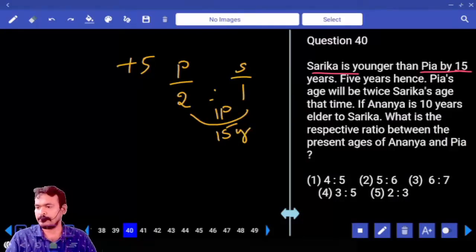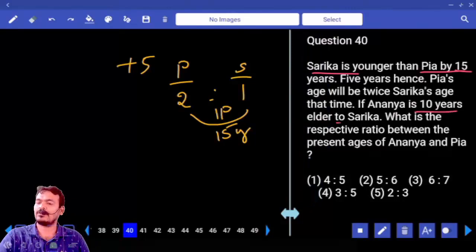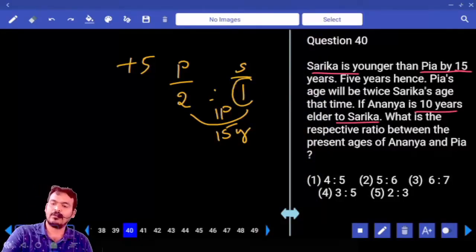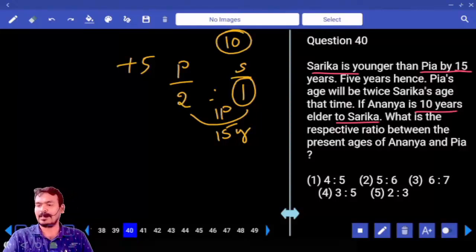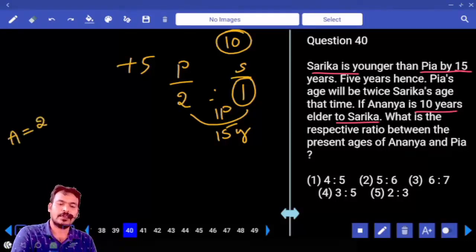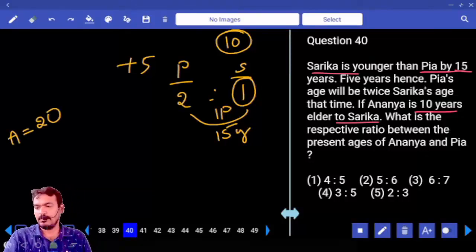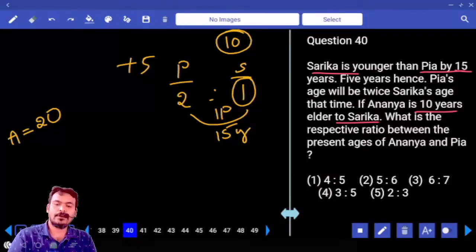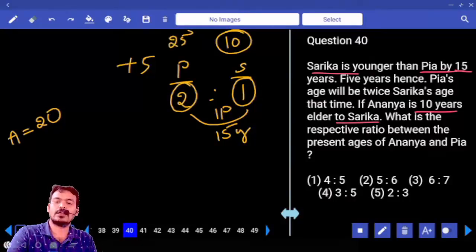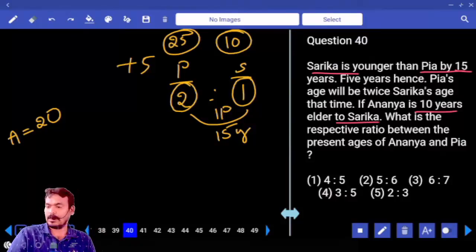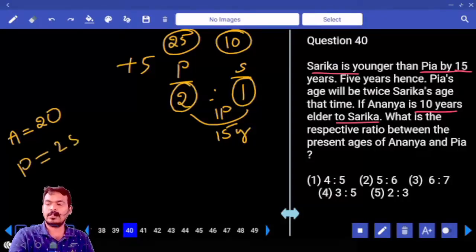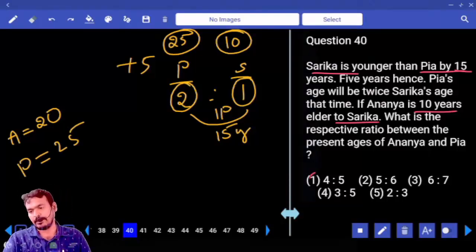1 part 15 years. And here Ananya is 10 years elder to which one? Sarika. What is the 1 part value of Sarika? 15 years. After 5 years Sarika 15 means at present value of Sarika 10 years. Sarika present 10 means Ananya will be 20 years or not? Ananya are 20 years. But here question is ratio between the present age of Ananya and Pia. Pia 2 parts value is how much? 30. After 5 years 30 means present value 25. Ananya present 20, Pia value 25. What is the ratio? 4:5.